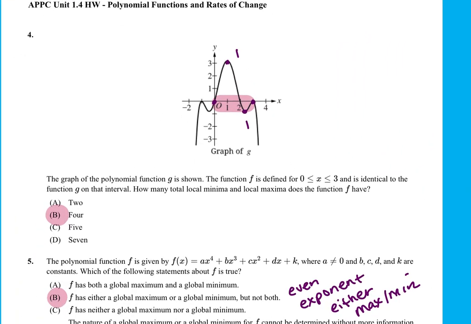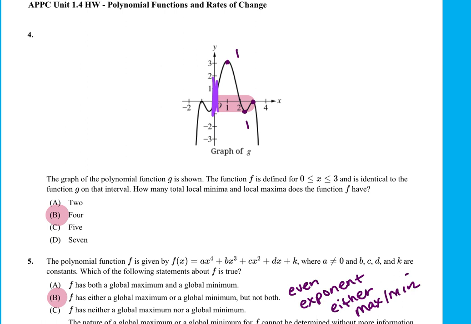Number 4, this said the graph of the polynomial function is shown. The function f is defined from 0 to 3, including 0 and 3, and it's identical to the function g on the interval. How many local minima and maxima does the function have? So literally you're looking just from 0 to 3. And there was 1 local max and there was 1 local min. Wait, sorry, 0 to 3. I drew it in the wrong spot.